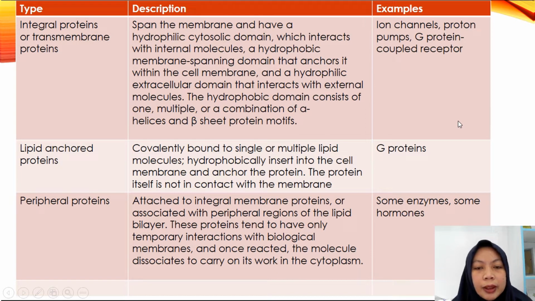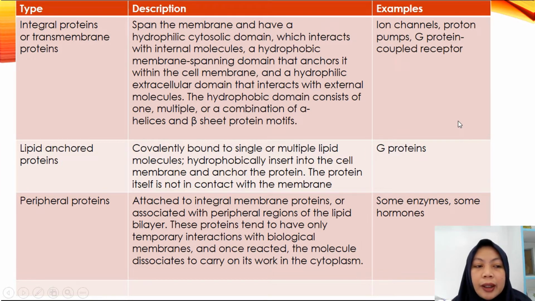Okay, so this is the continuation of the topic on cell membrane. As I have said earlier, the protein has the greatest amount in the membrane. It is typically about 50% of the volume. It is important because of its biological functions. Protein has three types. We have the integral proteins, also known as the transmembrane proteins. The second one is the lipid anchored proteins, and the third one is the peripheral proteins.